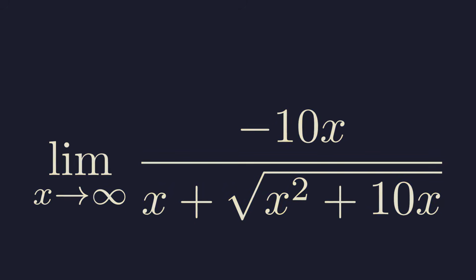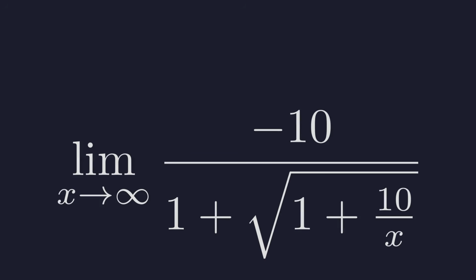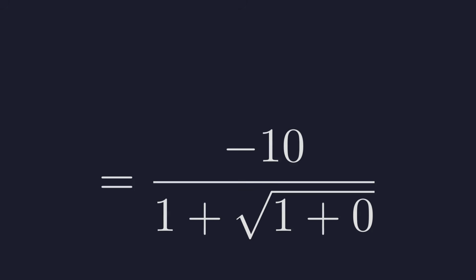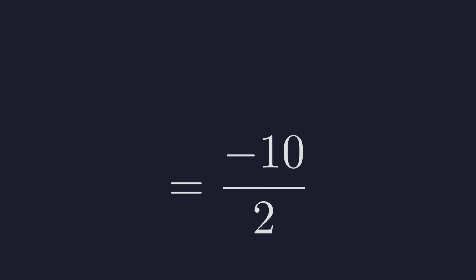Following the exact same steps of dividing all terms by x, we arrive at the expression negative 10 divided by 1 plus the square root of 1 plus 10 over x. As x tends to infinity, 10 over x goes to 0. This simplifies to negative 10 over 2, giving a result of -5. This further proves that the result depends on the structure of the expression.